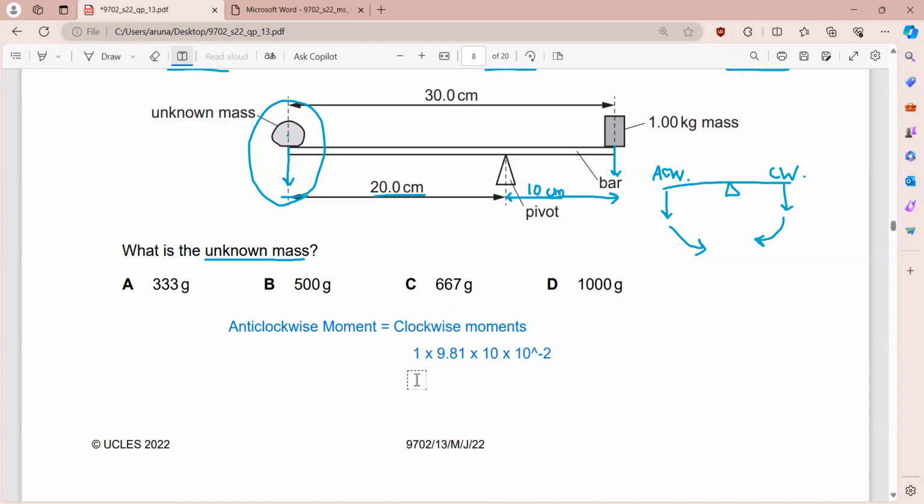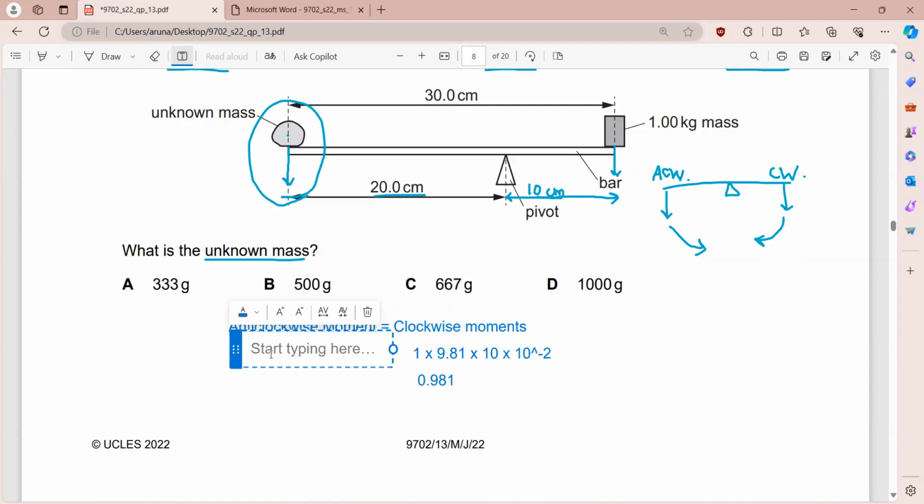Once I calculate this completely, let me put it into my calculator. Times 10 times 10 to the power minus 2. I get 0.981 as my moment. Now let's look at the anti-clockwise moment.